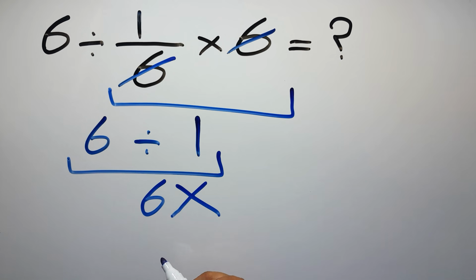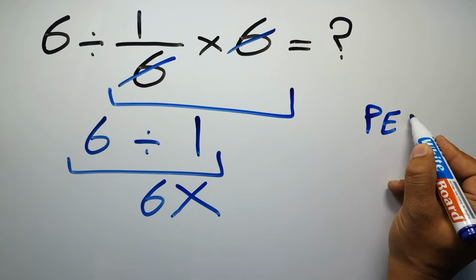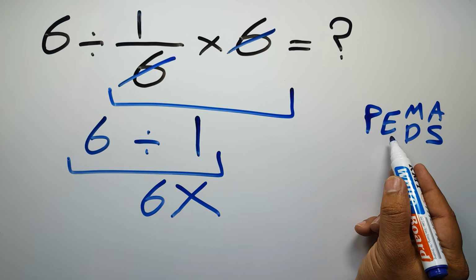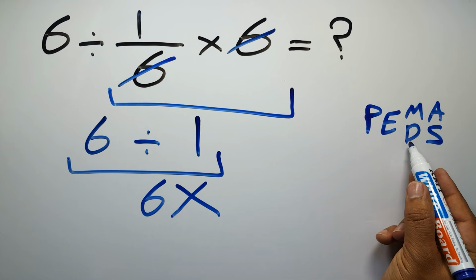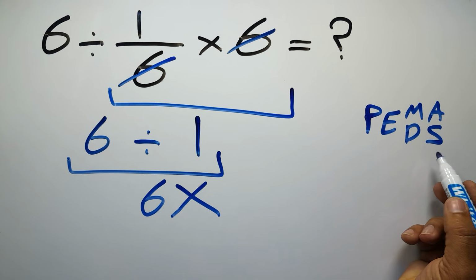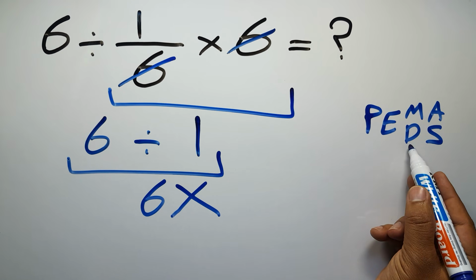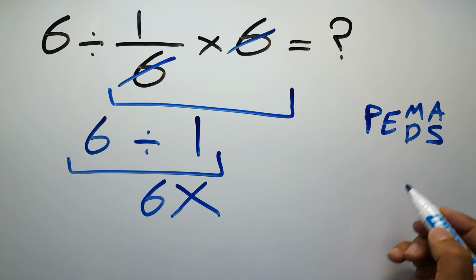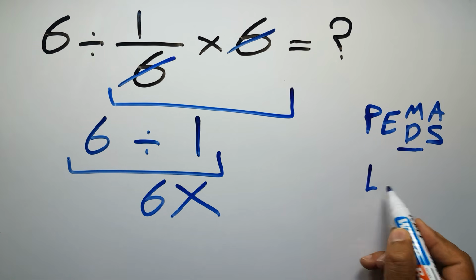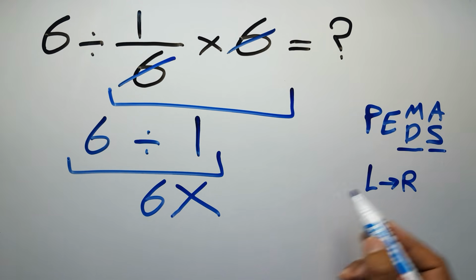Because according to the order of operations, which is PEMDAS, P stands for parentheses, E stands for exponents, M and D stand for multiplication and division, and A and S stand for addition and subtraction. First we have to do parentheses, then exponents, then multiplication or division, and finally addition or subtraction. Remember that multiplication and division have equal priority and we have to work from left to right. And the same applies to addition and subtraction.